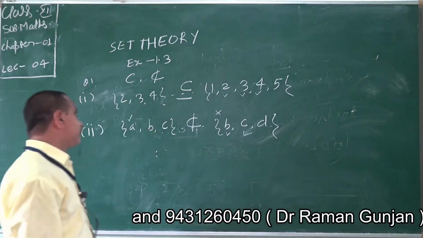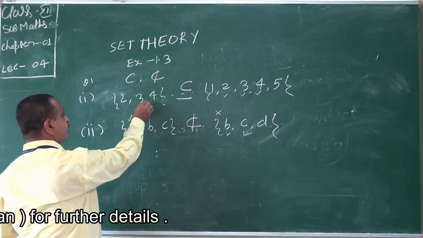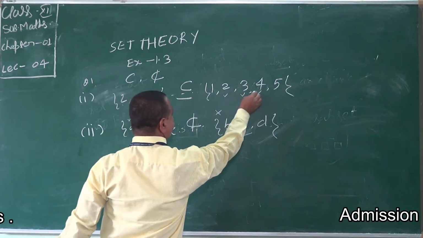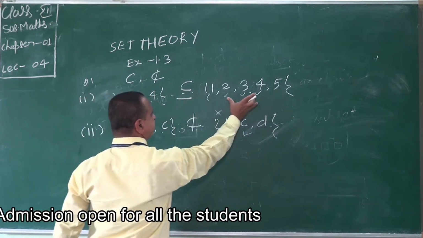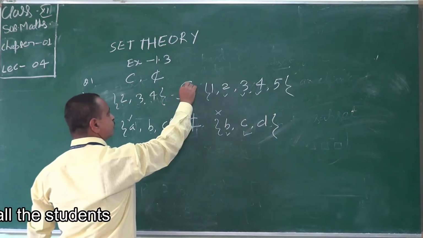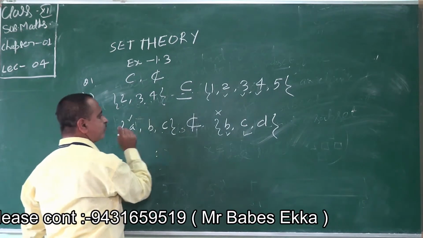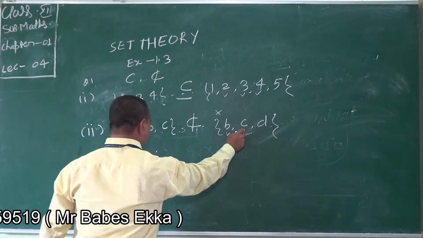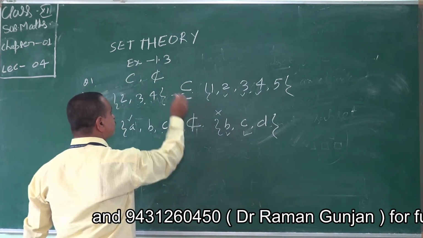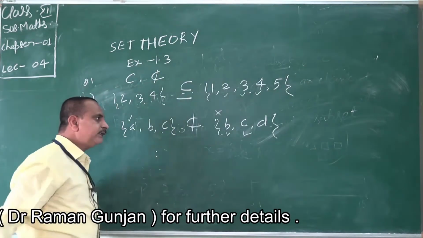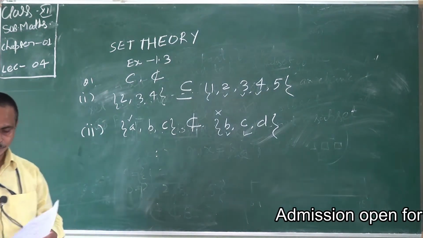Is it clear? So by two examples, you see in the first question 2, 3, 4, the first set has all elements present in that set. So this is your subset. And in this question, one element is not present in that set. So this is not a subset of the other set, so we put this symbol. In this way, we fill the other blanks in question number 1.